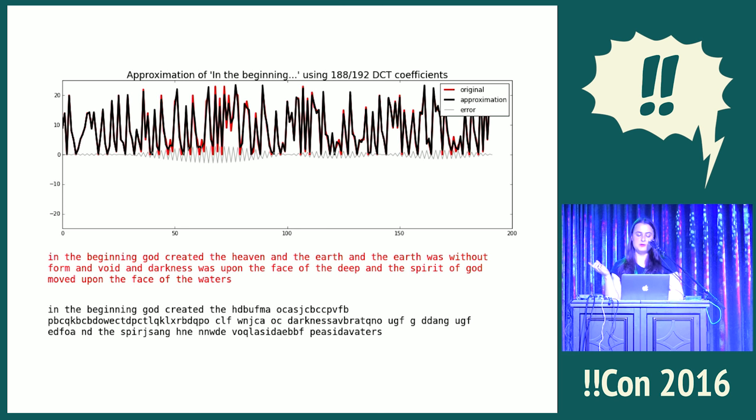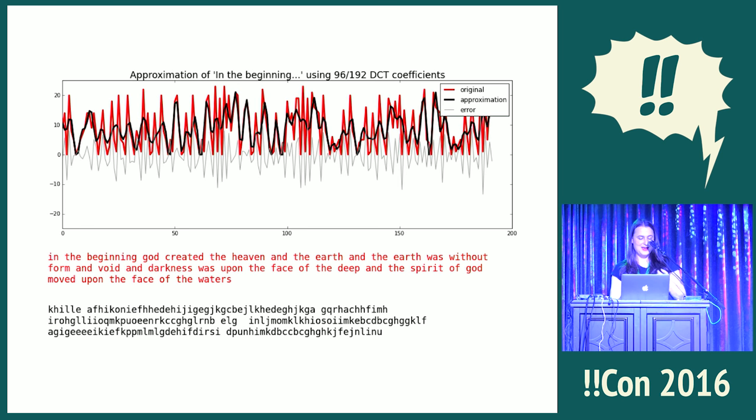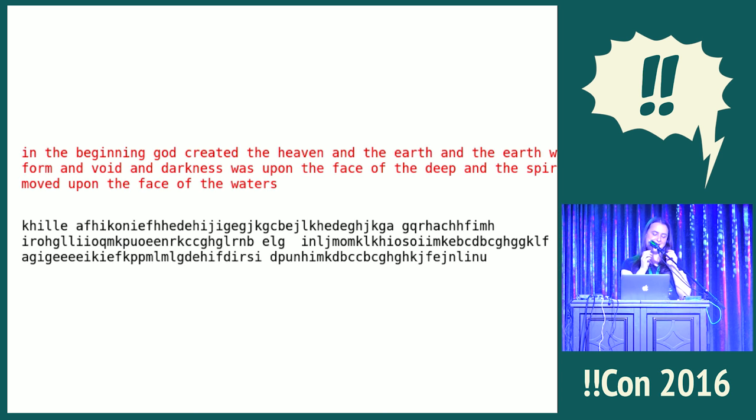Now here's what it looks like with the first four coefficients missing. So this is a 2% compression ratio. The approximated text is still recognizable, but it's pretty messed up. And here's 50% compression. The text is now pretty much unrecognizable, though you could still track some of the similarities if you look closely enough. This is an excellent poem to read out loud, by the way, and if you'll indulge me.